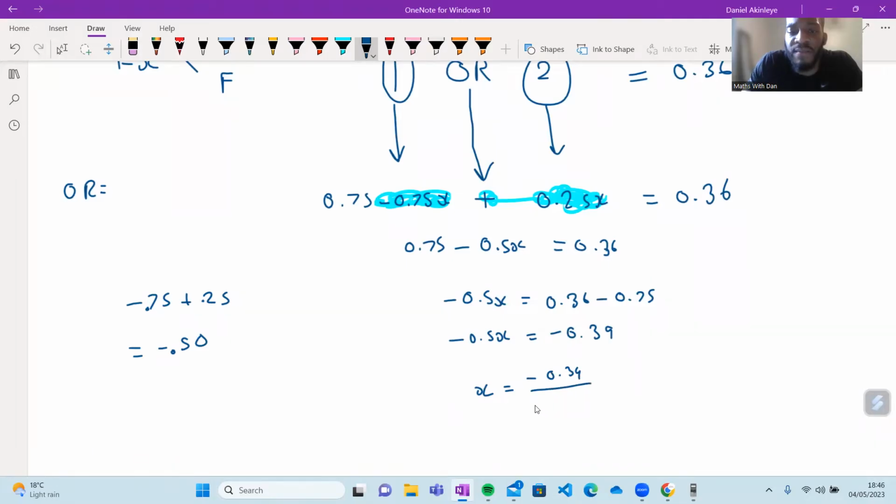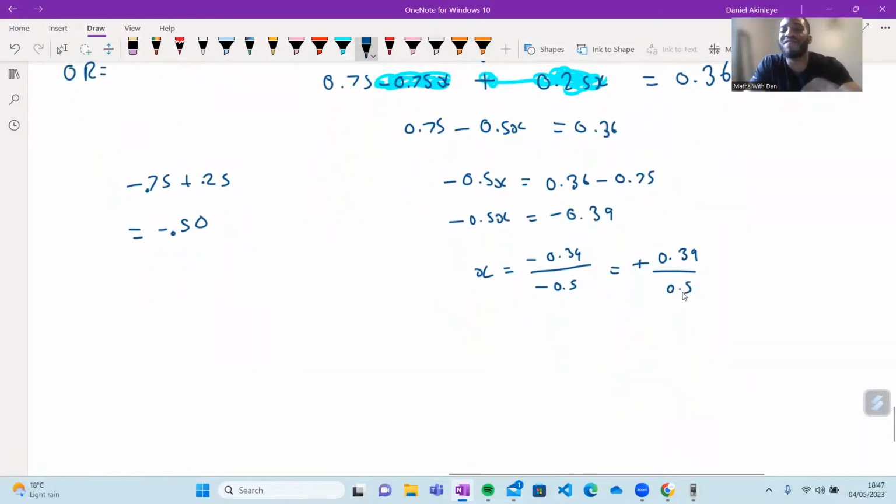We're going to divide this by minus 0.5. Now, we've got 2 negatives here. We know that 2 negatives make a positive. So it's just 0.39 divided by 0.5. Yeah? Now, we're dividing by 0.5. What does that mean when we're dealing with a number? What are we actually doing? So I can say, for example, 1 divided by 0.5.